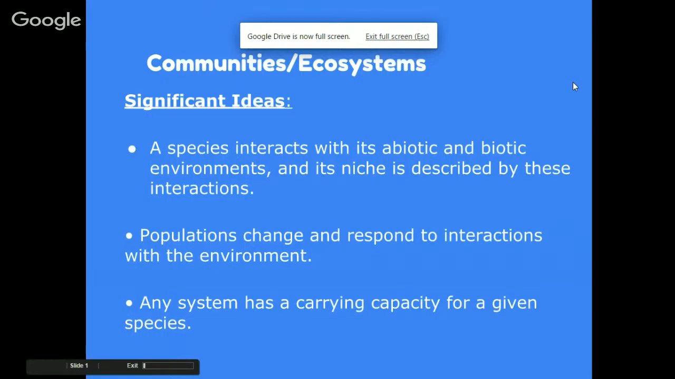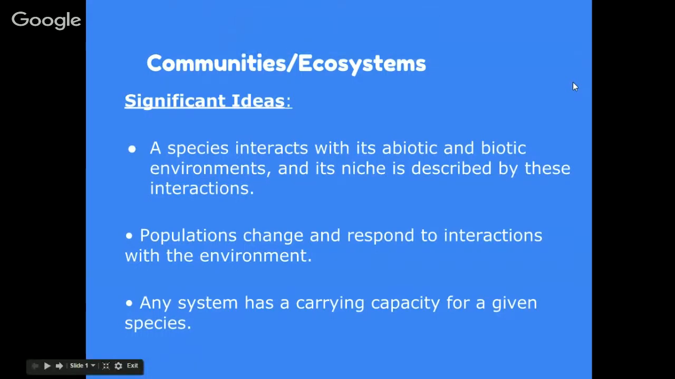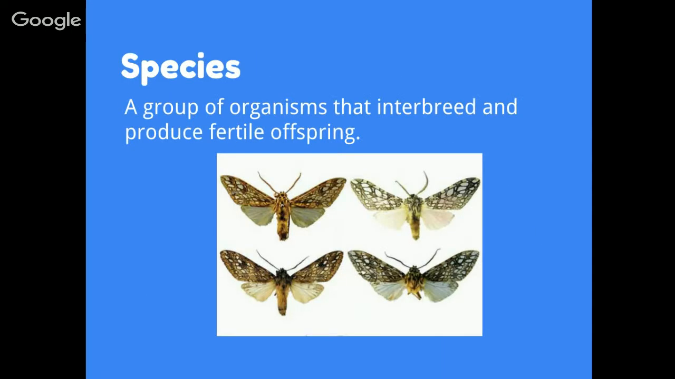Our significant ideas for this video. So the species interacts with its abiotic and biotic environments, and its niche is described by these interactions. Populations change and respond to interactions with the environment, and any system has a carrying capacity for a given species. So this is the definition of species that we'll be working with.